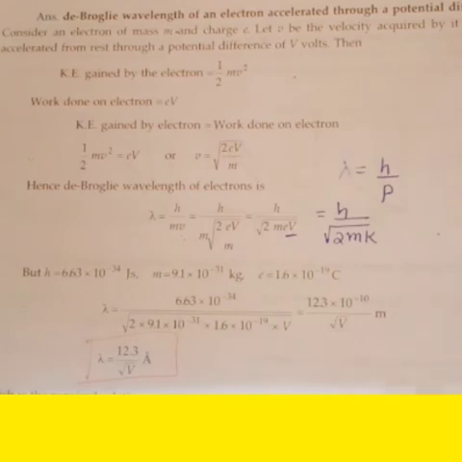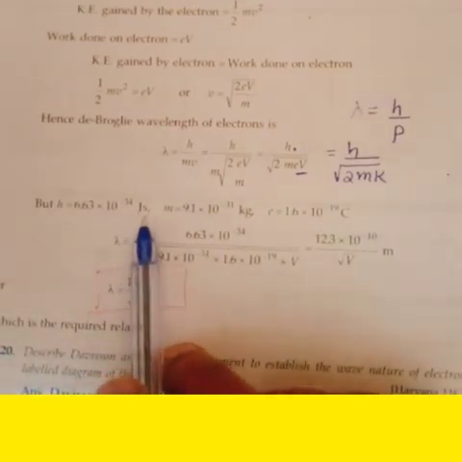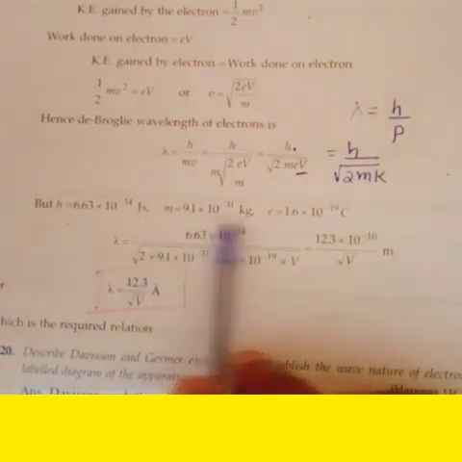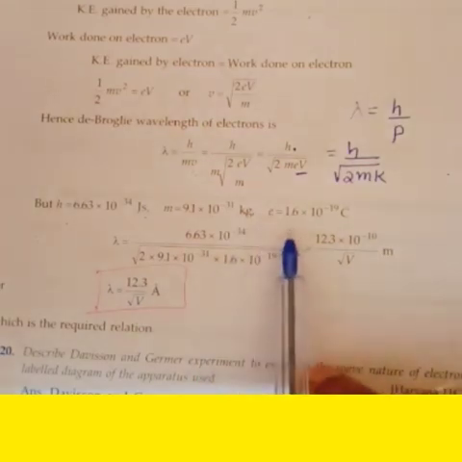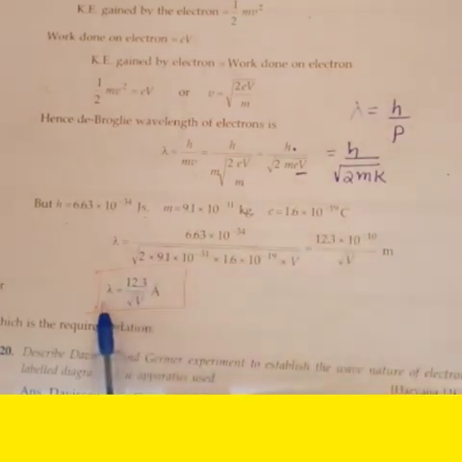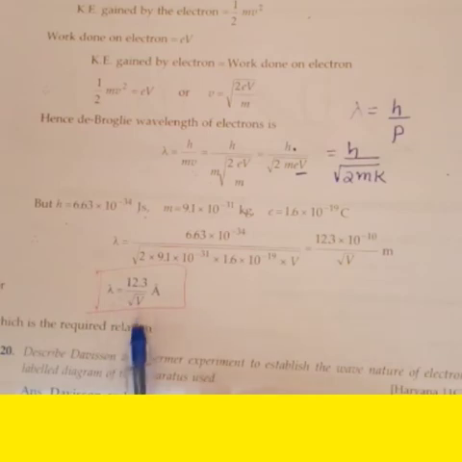Then you have to substitute the constant values here. h is equal to 6.63 into 10 raised to minus 34 joule second. Then m, the mass of an electron, is 9.1 into 10 raised to minus 31 kilogram. Then e is equal to 1.6 into 10 raised to minus 19 coulomb. After that we get the relation lambda is equal to 12.3 divided by root V angstrom, which is the required relation. So lambda is equal to 12.3 divided by root V angstrom.